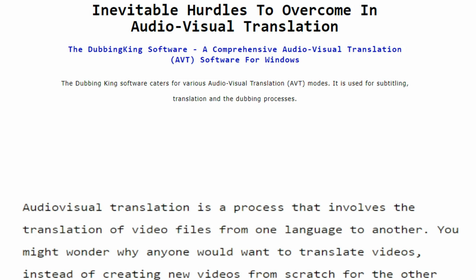Inevitable hurdles to overcome in audiovisual translation. The Dubbing King software, a comprehensive audiovisual translation (AVT) software for Windows. The Dubbing King software caters for various audiovisual translation (AVT) modes. It is used for subtitling, translation, and the dubbing processes.